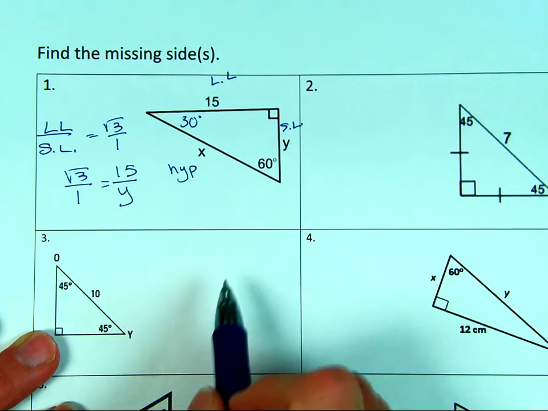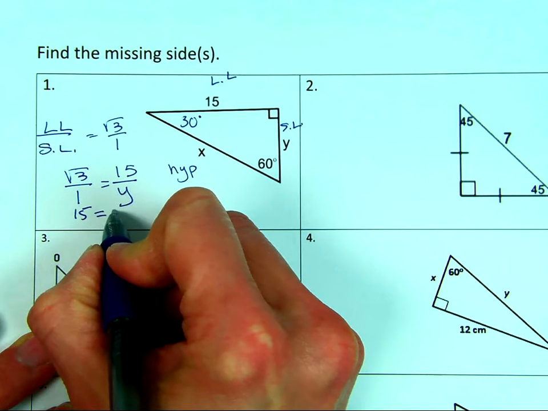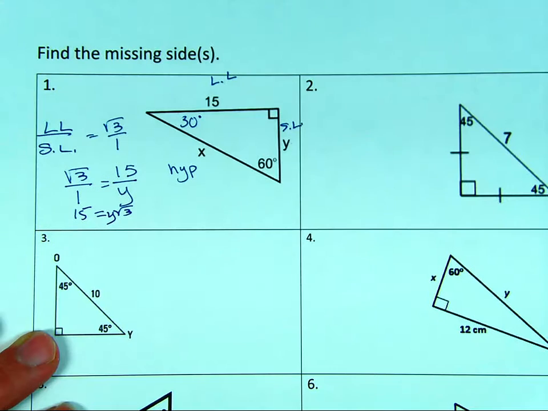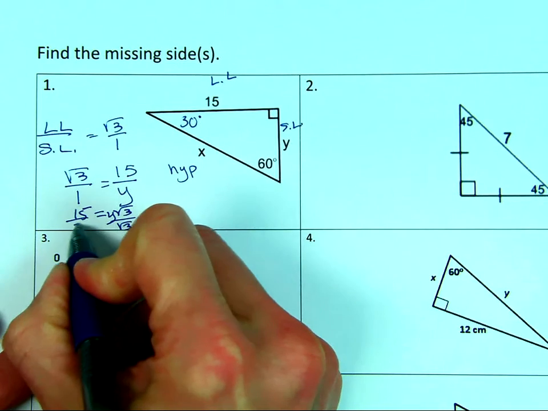And then I cross multiply. 1 times 15 is 15. Square root of 3 times y is square root of 3 times y. And all I have to do to get y alone is divide by the square root of 3.